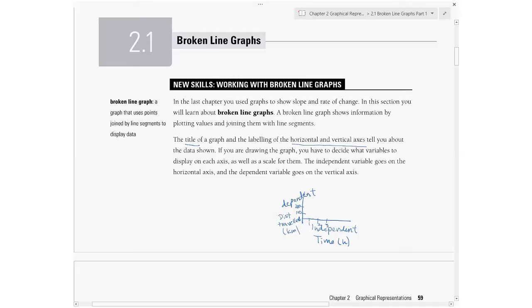Broken line graphs, you would plot certain points, and then you would have a broken line in between these points. So maybe we've plotted a point here, one there, another one there, maybe another one there, and we're just going to connect it with broken lines. Now let's look at our first example.